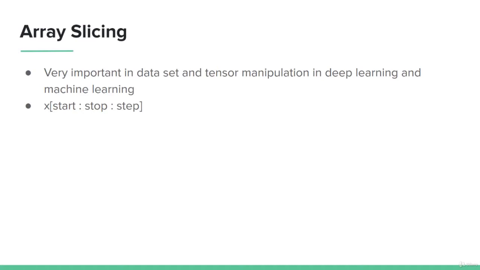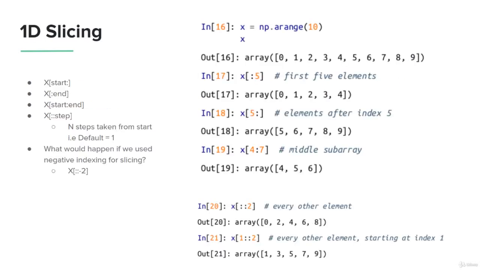And as far as the syntax for slicing a NumPy array, we're going to use the start, stop, and step. We have discussed the start and stop before when we were talking about lists, but we haven't talked about steps. So let's talk about that. Let's talk about 1D slicing.